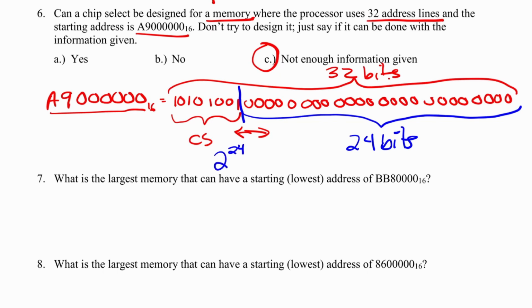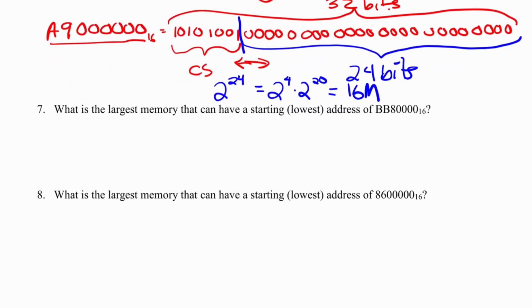which means that 2 to the 24 is the biggest memory I can have, which is 2 to the 4 times 2 to the 20th, which is equal to 16 meg. So I could, if needed, have up to a 16 meg memory in this starting position. But as it is, we don't have enough information given. Let's move on to the next one.